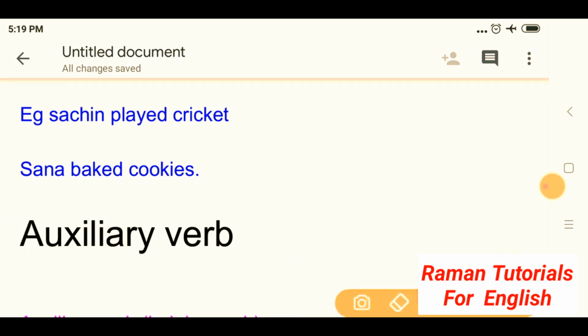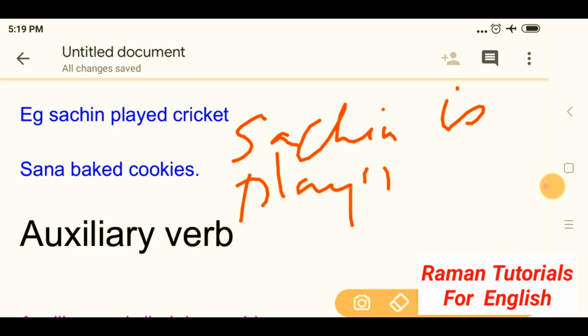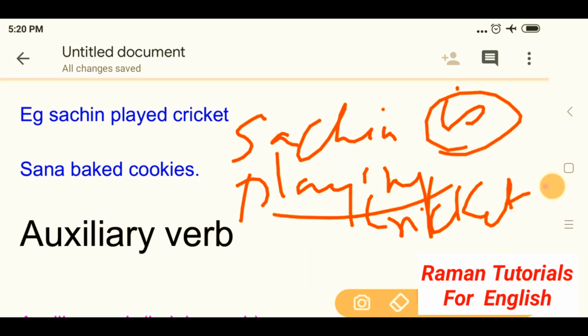See here. Sachin is playing cricket. So in the sentence there are two verbs, is and playing. Here playing is considered the main verb, and is is the helping verb.